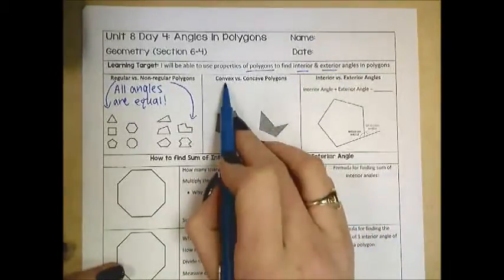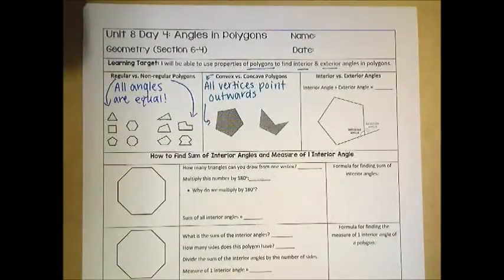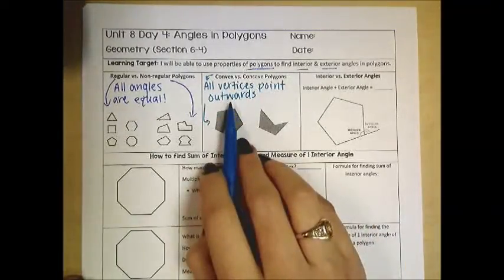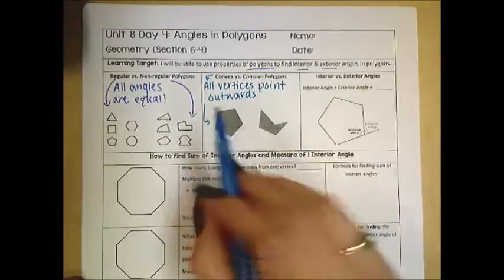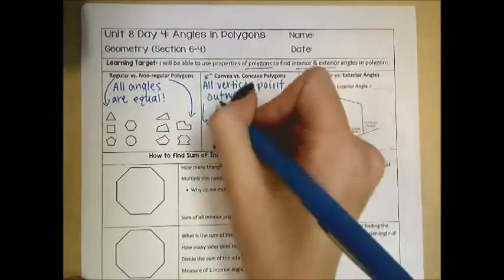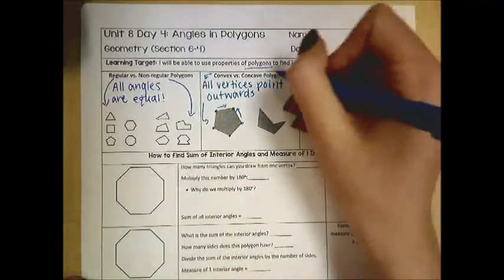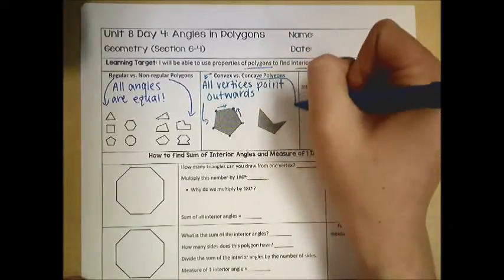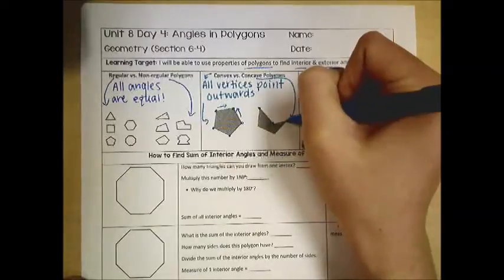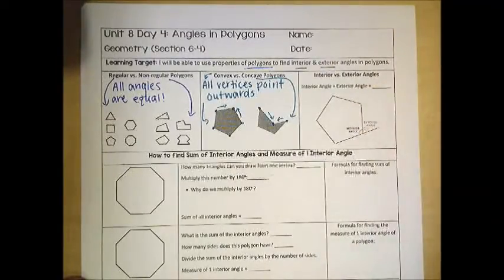All right, we have convex versus concave polygons. Our convex polygons are when all vertices point outwards, and this is going to be an example right here. So if we look at all the little vertices on this polygon, you can see that they're all pointing outwards. But if you look at this concave polygon over here, these vertices are pointing inwards, so that is why it's concave.